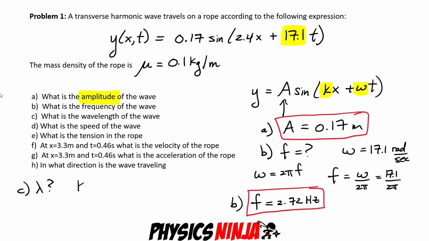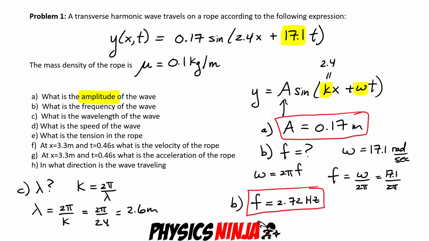And the wave number k is related to the wavelength. The expression is 2 pi divided by the wavelength. So all you have to do is simply rearrange this. That means that the wavelength is going to be 2 pi divided by that wave number. So now we substitute the expression because the wave number is right here. This is 2.4. So we have 2 pi divided by 2.4. Put that one in the calculator and you're going to have a wavelength equal to 2.6 meters.